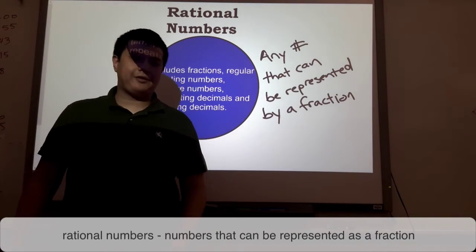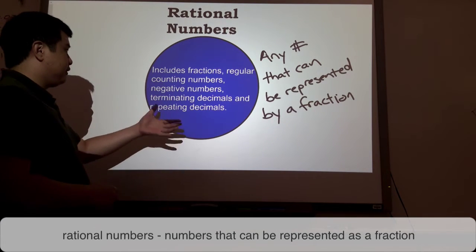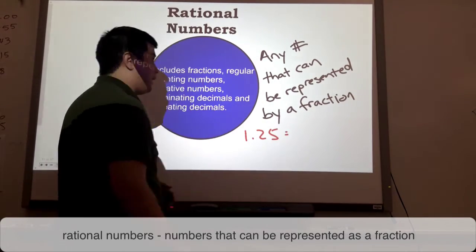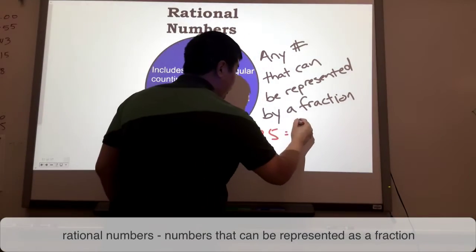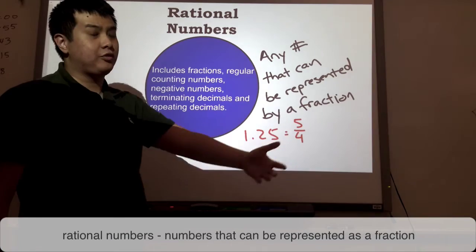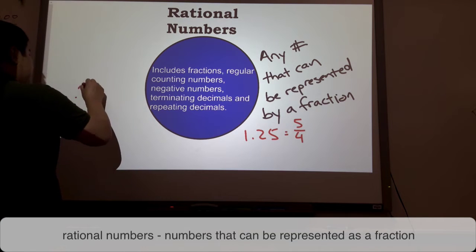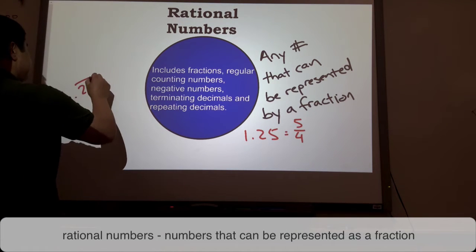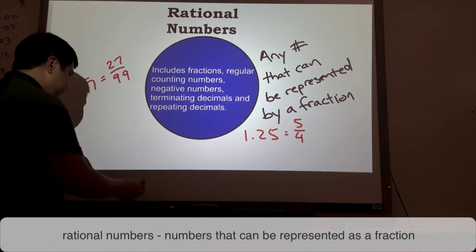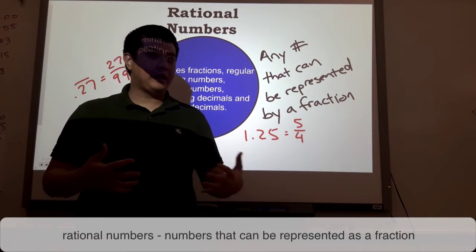Any integer can be represented by a fraction. So negative 3, for example, is negative 3 over 1. Any number that terminates, so for example, 1.25 can be represented by a fraction, which is 5 over 4. And any number that continues and repeats on and on, that has a repeating decimal. So for example, 0.27 repeating can be represented by a fraction 27 over 99. And tomorrow we'll prove that any number that has repeating can be represented by a fraction.